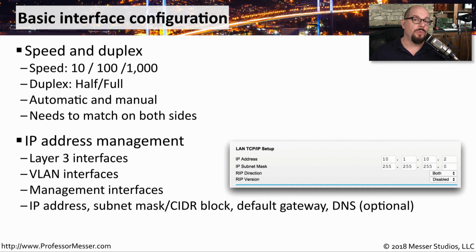You may also be required to configure an IP address for a particular interface. This may be a layer 3 interface that's on a router, or it might be an interface that's defined as a VLAN interface to give you access to a particular VLAN on a switch. It's very common also to add IP addresses for management interfaces, and your workstation, of course, needs a minimum of an IP address and subnet mask. It'll probably need a default gateway and a DNS.